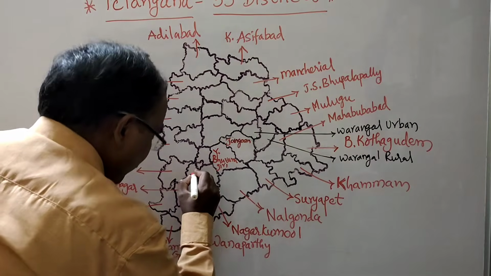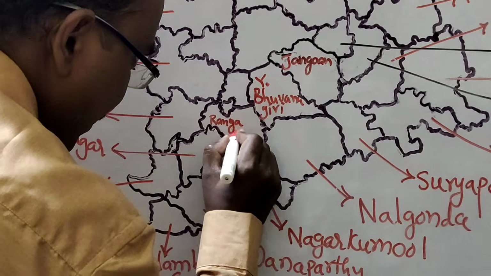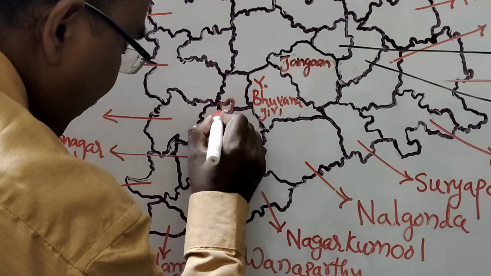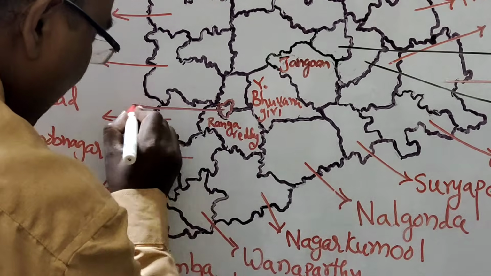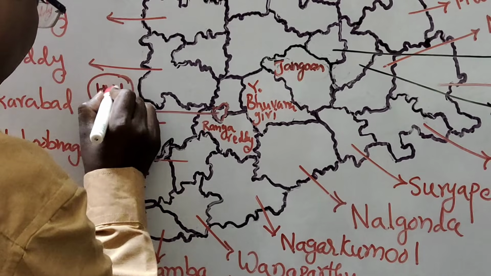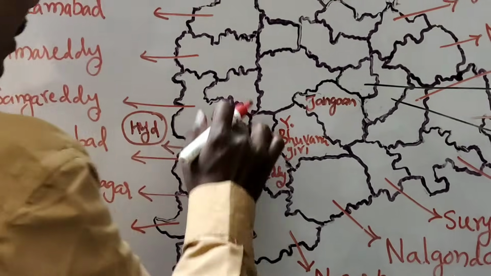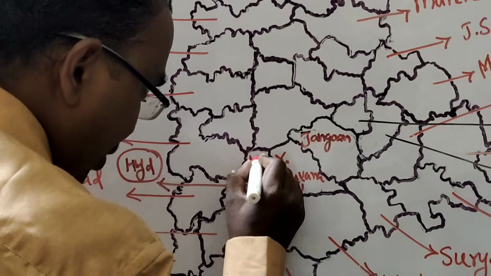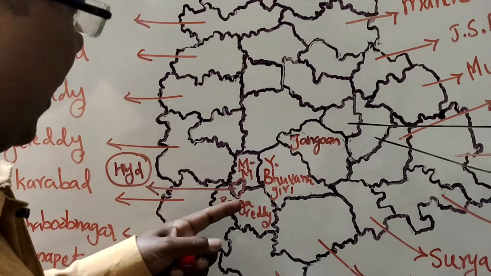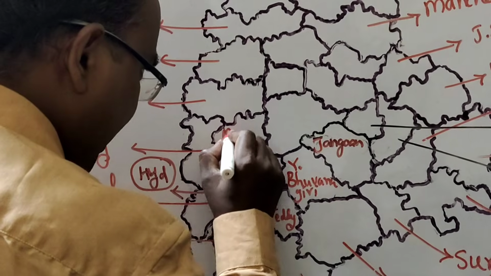Next, go to this district, Rangareddy, and the smallest district in terms of area is Hyderabad, which is the state capital. Hyderabad district is here. Rangareddy and Hyderabad. Above this is Medchal Malkajgiri, we can call it Medchal and Malkajgiri. Next, above this is Medak district.